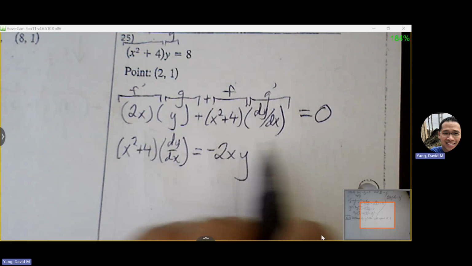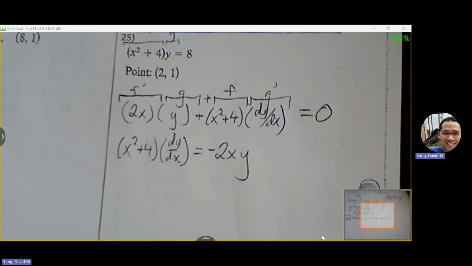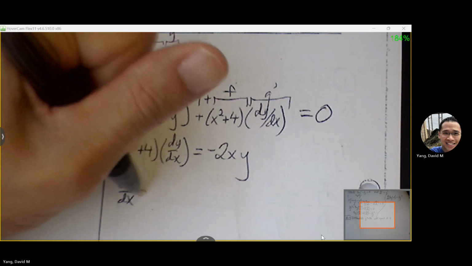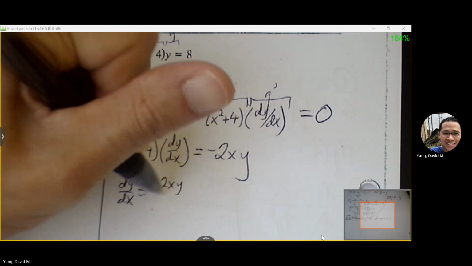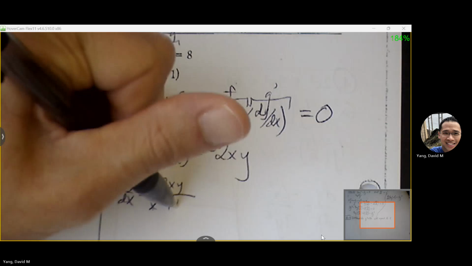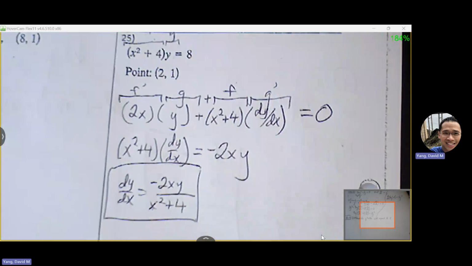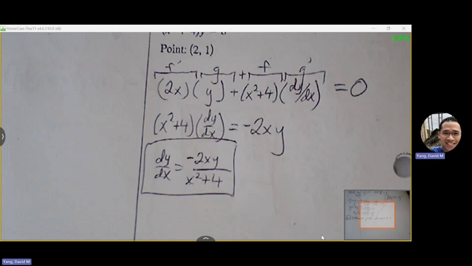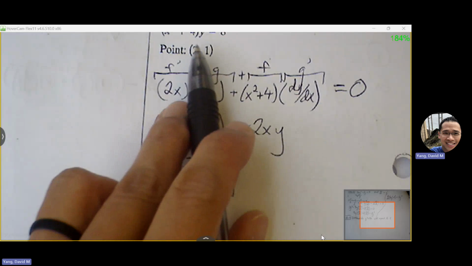I'm just going to subtract that 2xy over to the right side. I'm going to divide that x squared plus 4 over. Okay, so this is my derivative. I've got to go one step further. I want to find the slope at this specific location.